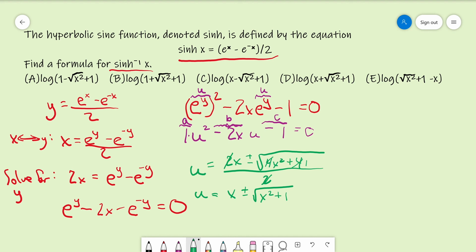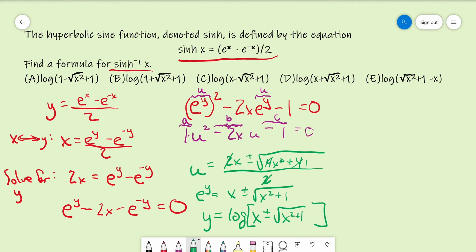Now remember that u is just e to the y, so it's actually e to the y is equal to this whole thing. Let's write that. So in order to solve for y, we have to take log of both sides. So that gives us that y equals the log of x plus or minus the square root of x squared plus 1.